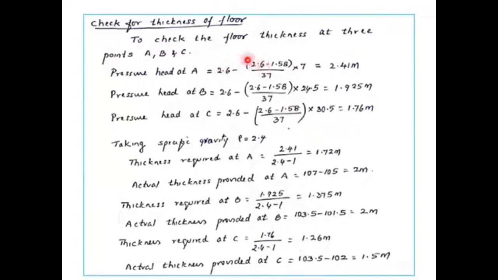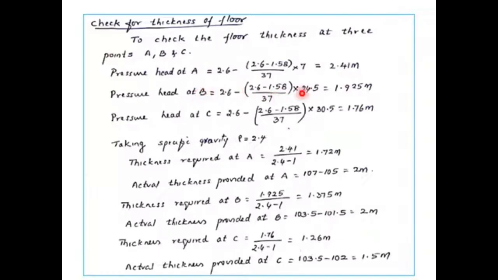So two specific points are given here, where the pressure at the upstream end is 2.6, whereas the downstream end is 1.58. In between, we want for 7 meters, where the distance between the two piles is 37, so the two points are 37 apart. Therefore we are interpolating and getting answers like 2.41.